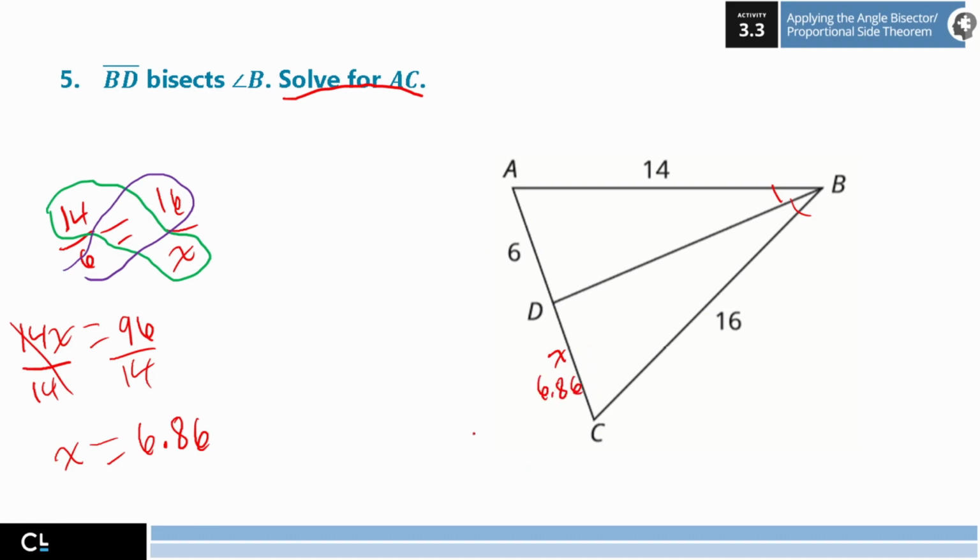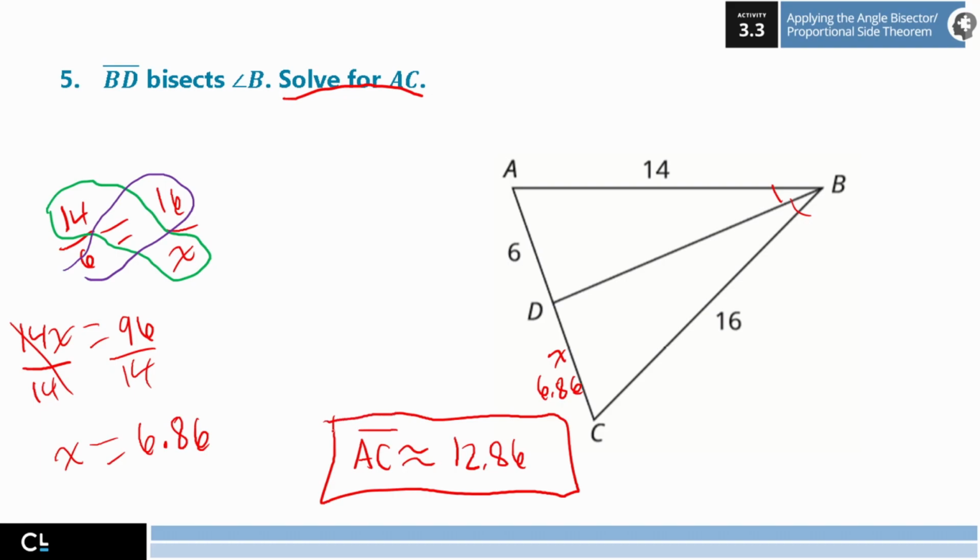So when it asks us what AC is, about, that's what these squiggly lines mean, 12.86 for AC. Sorry, guys. Floppiness. AC is about 12.86. We solved for the whole entire side of the bigger triangle. Cool.